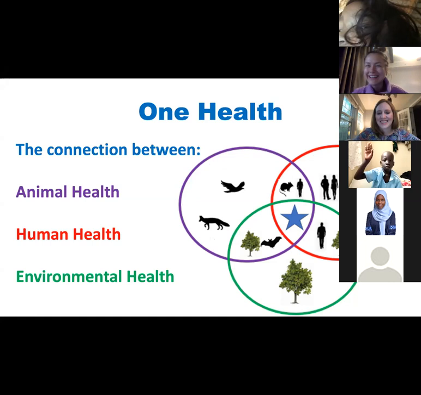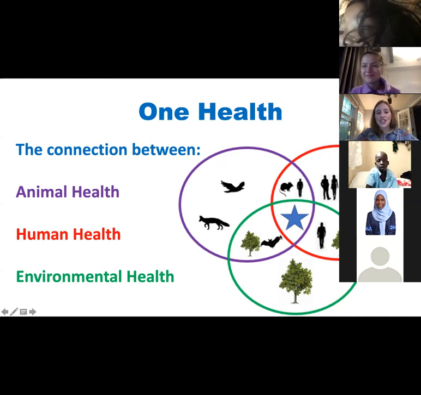Baraka, you go ahead again. Animals. Animals. And what's in this last circle, Baraka? This green circle? Trees. Trees. Perfect. So where is the star? Where is that blue star found? Middle. It's in the middle. It's in the middle because it shares everything that you see on the screen. You have the connection between animal health and human health, man and woman, and plant health and environmental health.